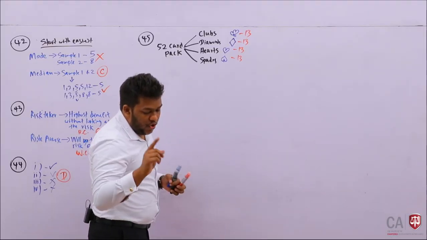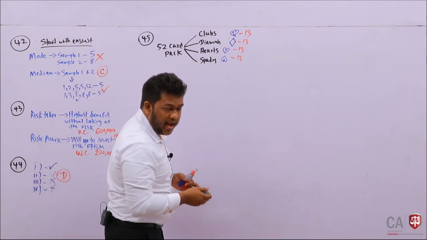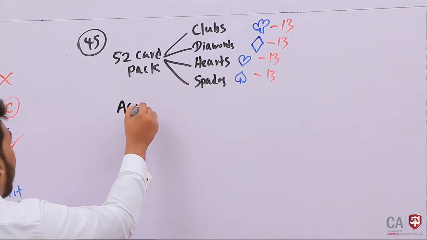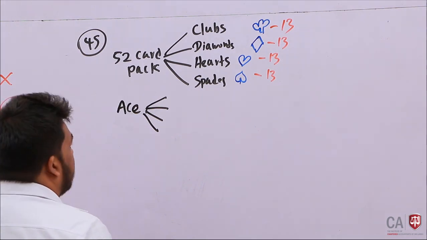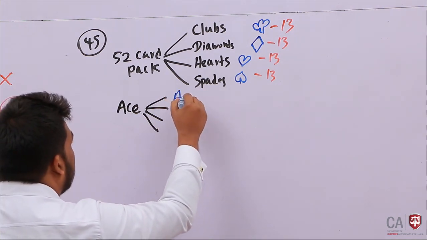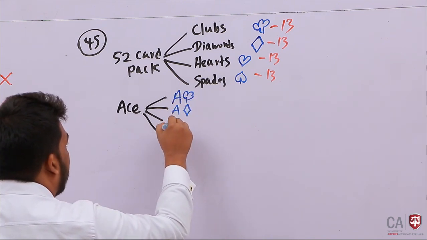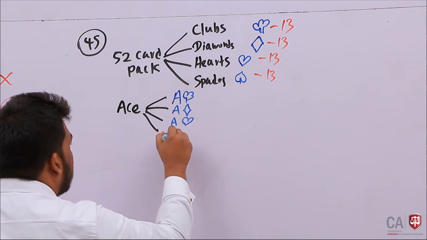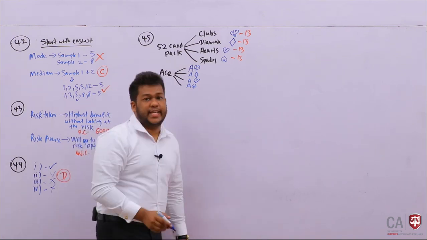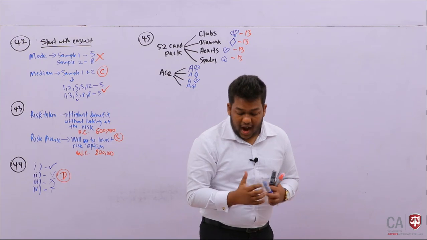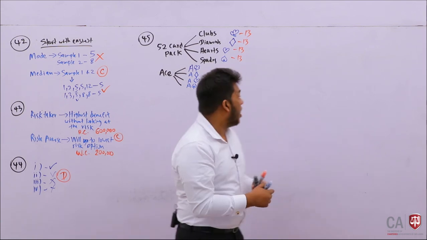Then also, how many Aces will you have? You will have 4 Aces. One Ace is a clubs one. Then another Ace is a diamond one. Ace, that is a heart one. Ace, that is a spades one. So now what they are asking is, if one card is drawn, it should be an ace or a heart.